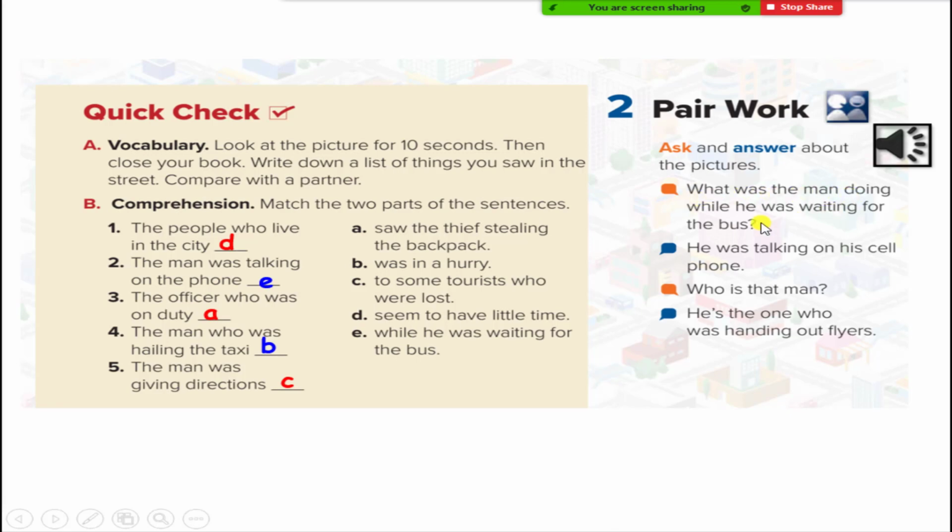What was the man doing while he was waiting for the bus? He was talking on his cell phone. Who is that man? He's the one who is handing out flyers.